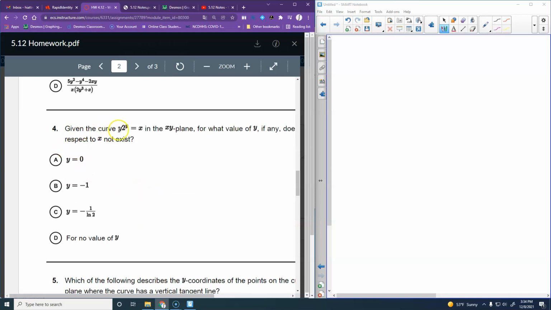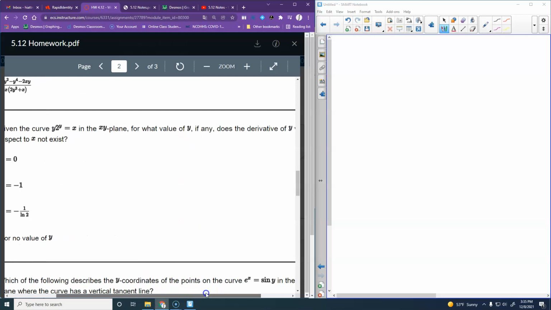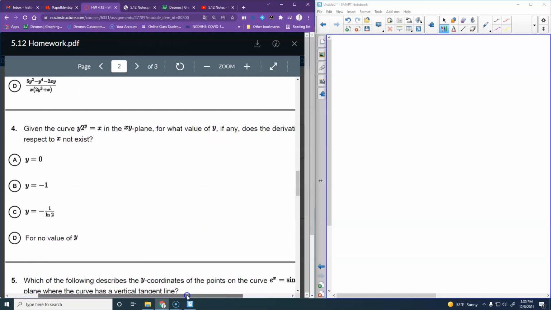So given the curve y times 2 to the y equals x in the xy plane, for what value of y, if any, does the derivative of y with respect to x not exist? So we want to know where that derivative does not exist. So we need to first take the derivative. To do that, I'm going to have to use the product rule here. I'm going to do y times the derivative of 2 to the y. It's been a while since we did this. It is going to be 2 to the y times the natural log of 2.